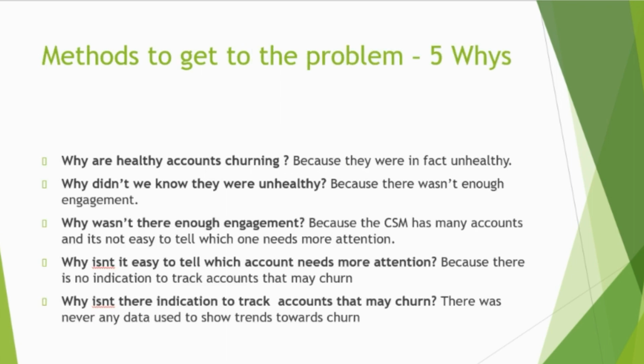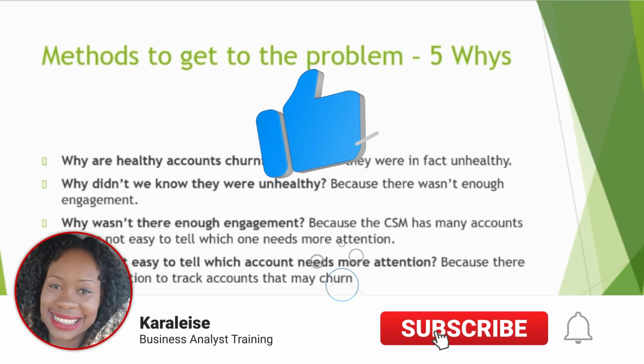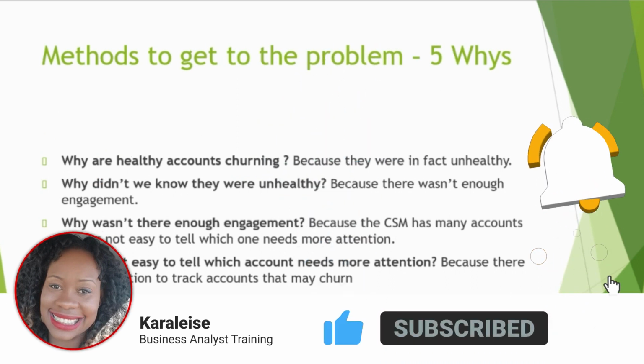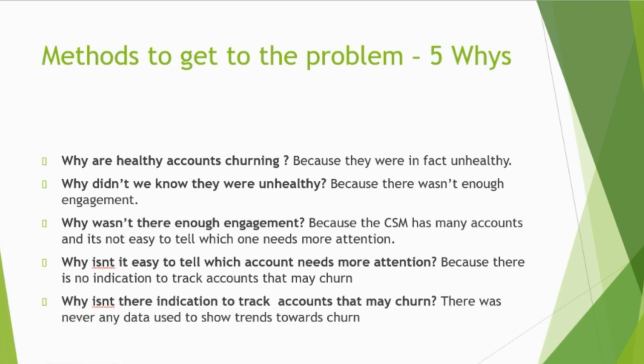All right. So one of the ways that you can get to the problem is by 5 whys. So asking why 5 times. For example, why are healthy accounts churning? Because they were in fact unhealthy. Churn, by the way, means that you didn't renew. Let's say you have a subscription service that you pay a subscription for 3 years, for example. At the end of the 3rd year, you didn't renew for another 3 years. You decided to cancel. So that's called churn. That's when they lose a customer.